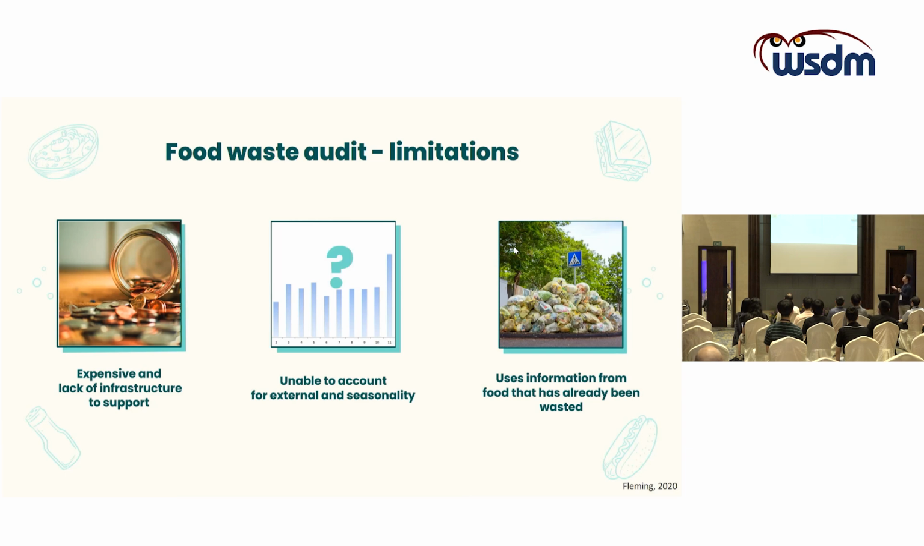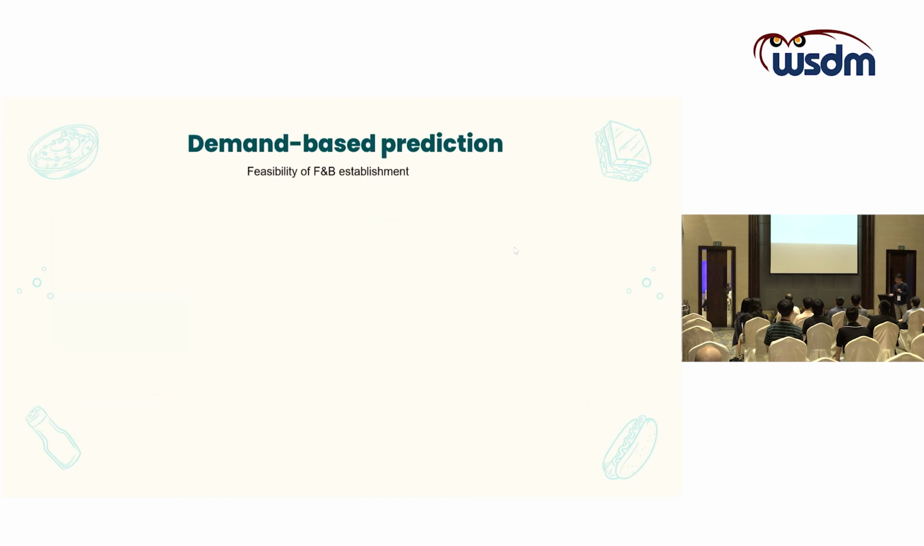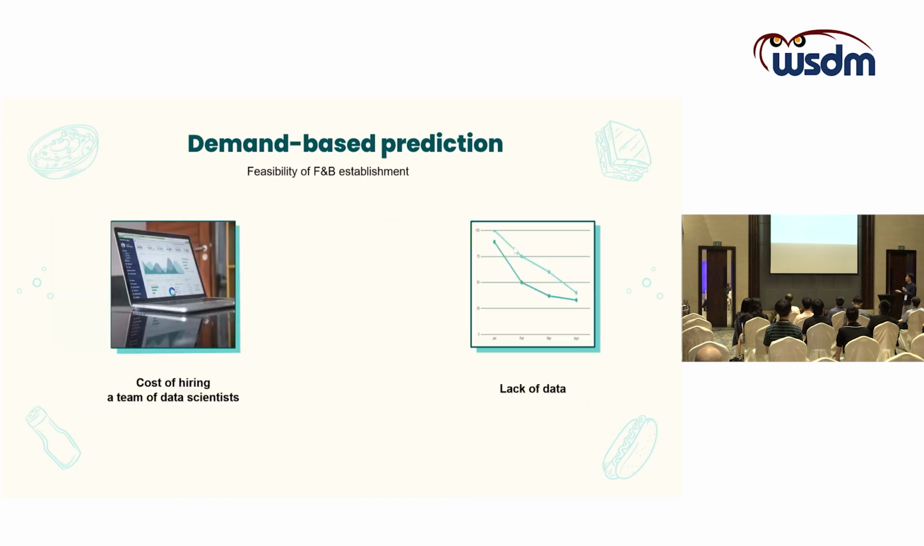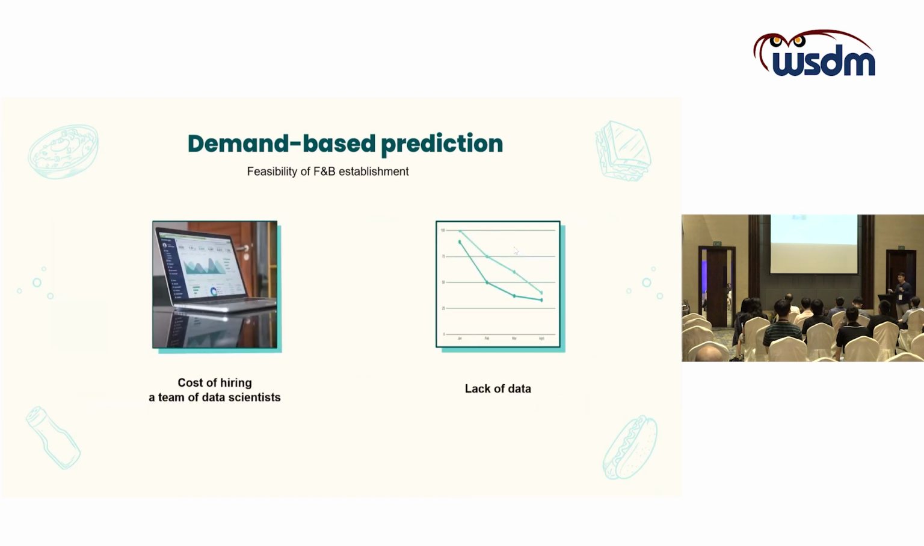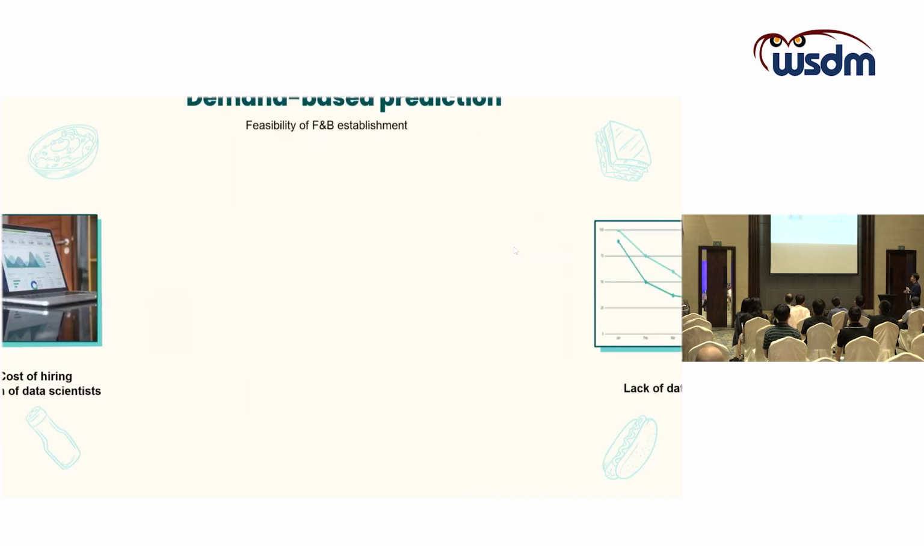That's when we look into demand-based prediction, but it has its limitations as well. A small store owner like the bread shop will never earn enough to justify the cost of hiring a team of data scientists, and they may never collect enough data to create any model that is useful. So how then do we let them tap on the power of AI?